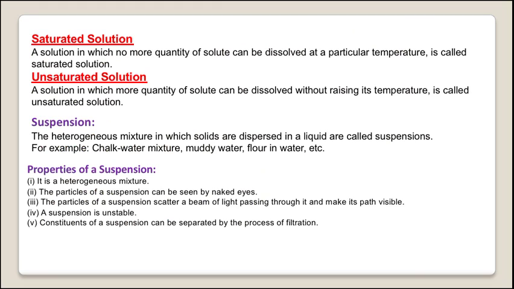We can see all the particles easily. Particles of a suspension can be seen by naked eyes. The particles of a suspension scatter a beam of light passing through it and make the path of the light visible because the particles are larger as compared to solutions. Suspension is highly unstable. As you leave it undisturbed, it will settle down at the bottom, being heavier size particles. Constituents of a suspension can be easily separated by very simple processes like filtration and hand picking. Also, if big particles are there, we can pick them by hand to separate them. So this is the basic difference between a solution, also known as a true solution, and a suspension.